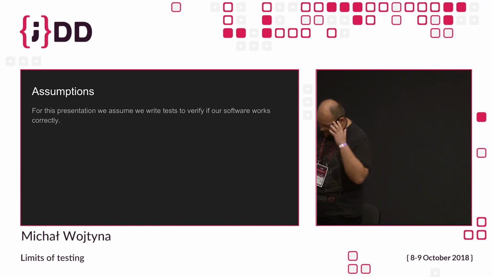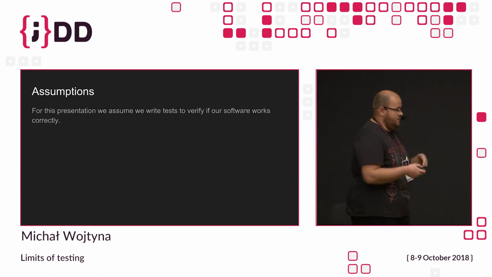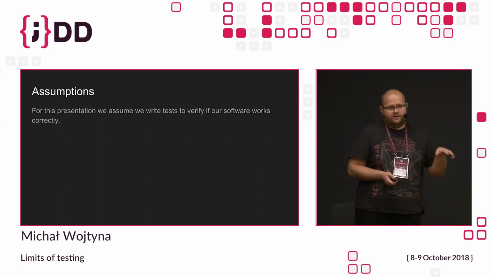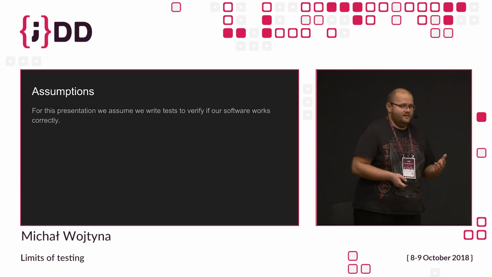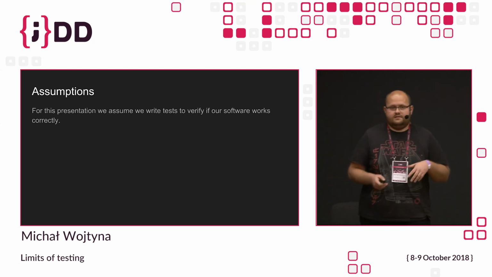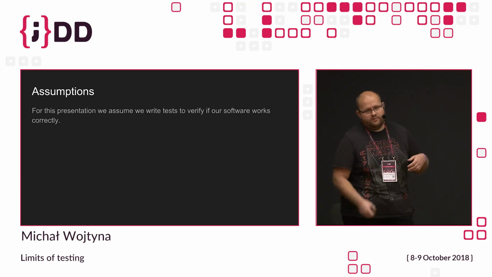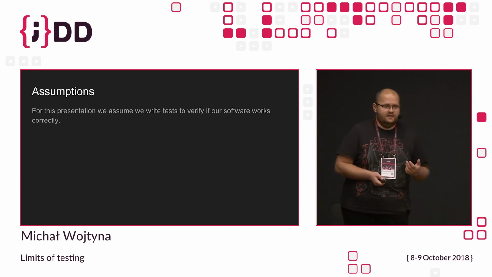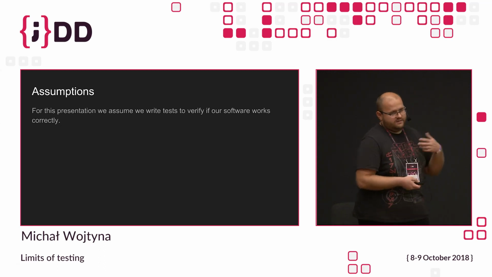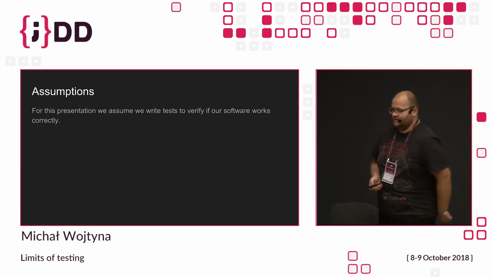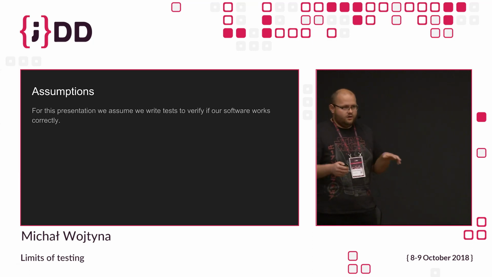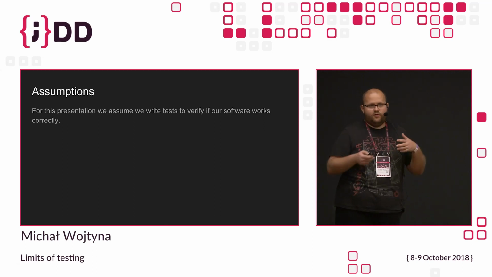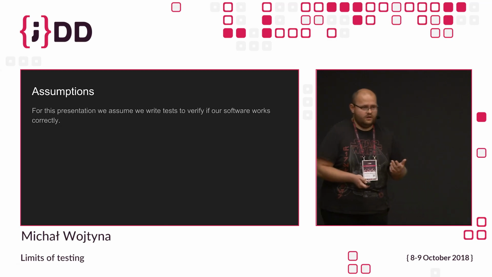Okay, so some assumptions in this presentation. I assume that we write unit tests to verify if our code is correct, just for the needs of this presentation. It's not always true. For instance, in test-driven development, we actually write tests before, to guide the design, to create the design. So our design is a result of writing tests, of writing business specifications. But for the needs of this presentation, we are not going to talk about TDD. We are going to talk about writing unit tests for existing software, and what can go wrong with this.